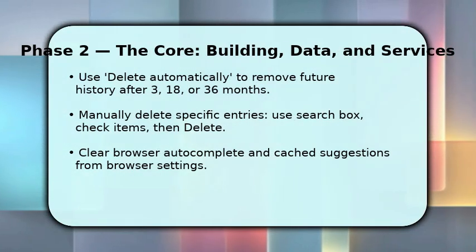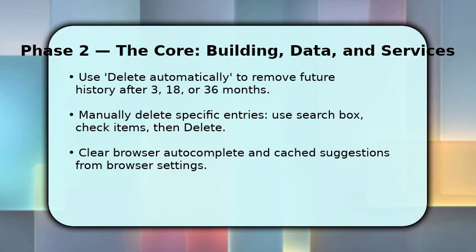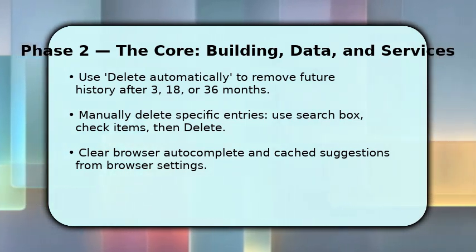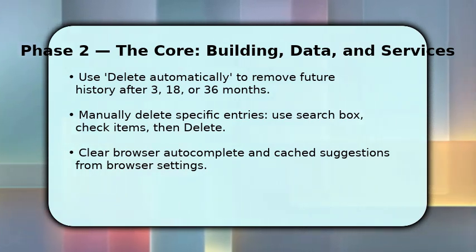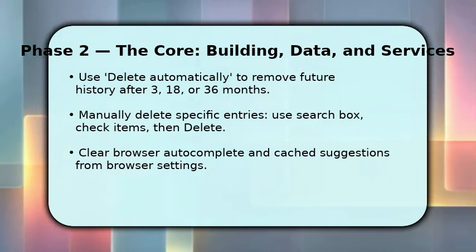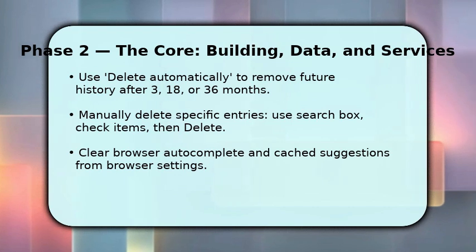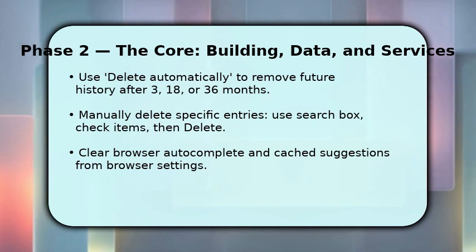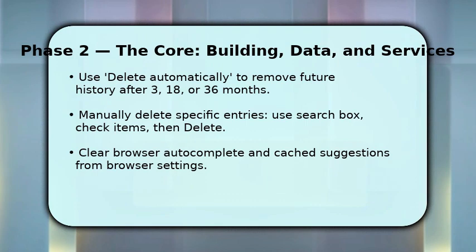Now you handle stored searches and suggestions. Start by enabling delete automatically and pick a retention period such as 3, 18, or 36 months to limit future data. Then manually remove specific queries. Type a word in My Activity, check matching items, and delete them. Repeat until clean. Also clear your browser's autocomplete and cached suggestions in its privacy settings to remove saved query prompts, because removing server history doesn't always clear client-side suggestions.